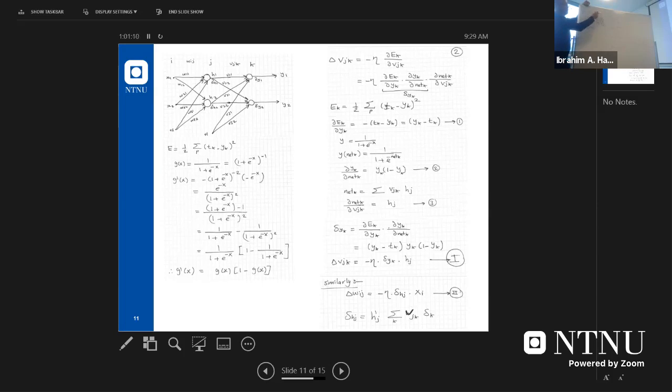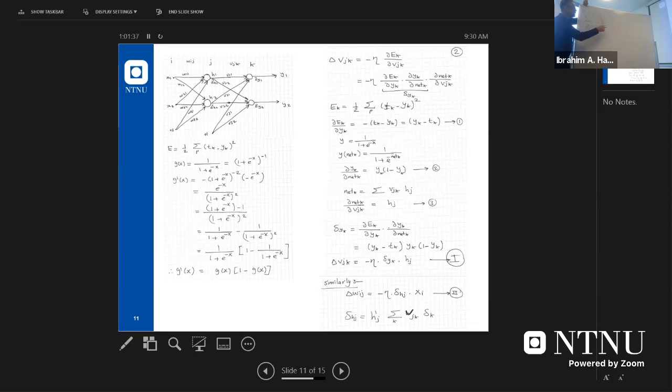So partial e by partial v. This one, the error is a function of y, correct? But it's not a function of v, right? So we need to find any connection. We use something called the chain rule, because we need to reach this one. So we will start with this one first. I will get first partial e by partial y, because I can see y here, multiplied by partial y by something.